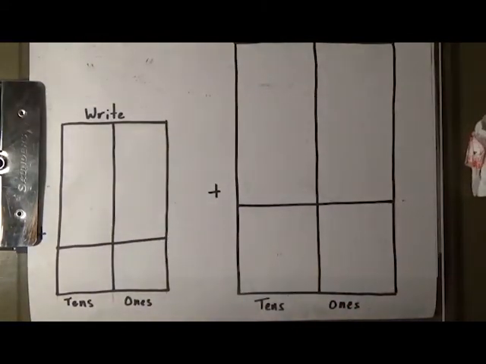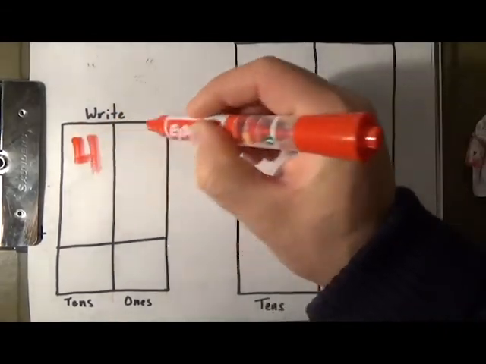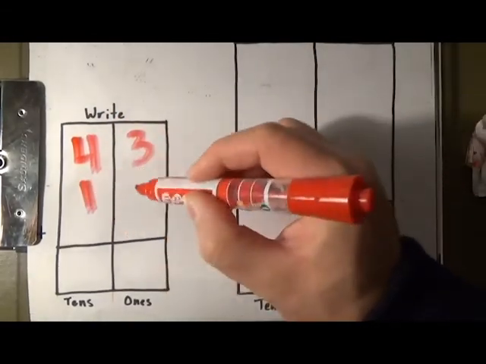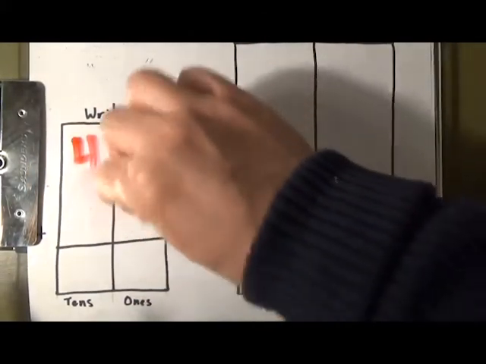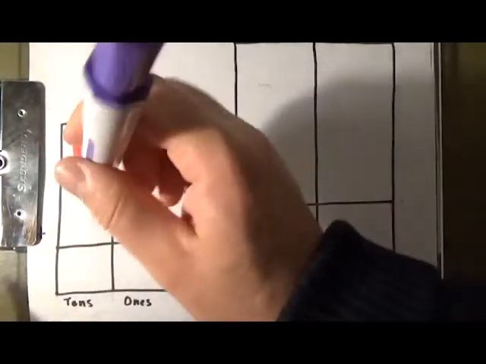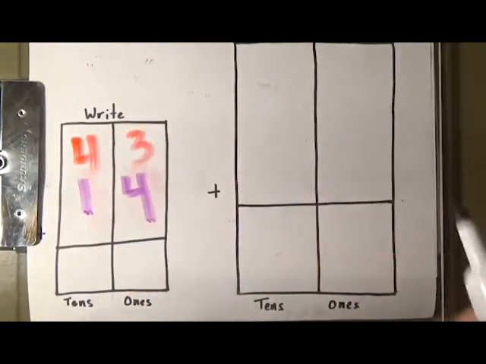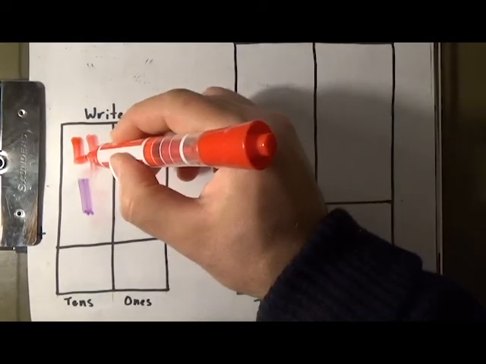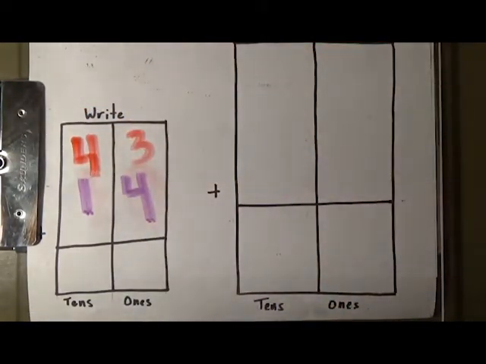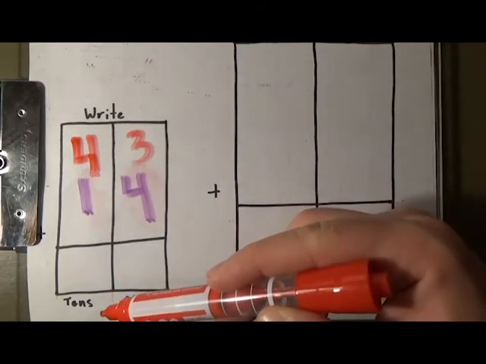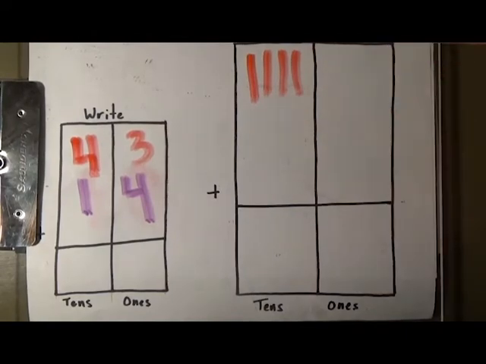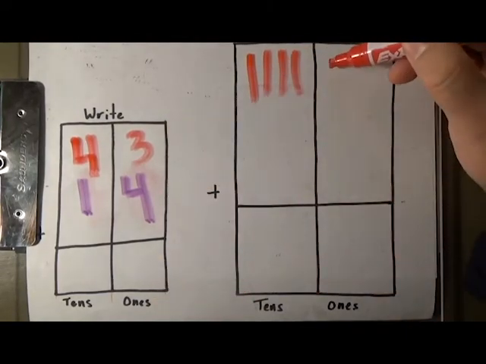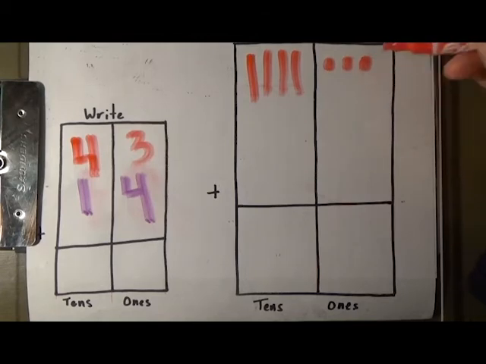All right. Next we have 43 plus 14. Okay? So, how many tens are there in 43? Well, here's the tens column, so 4. 10, 20, 30, and 40. How many ones are there? Why, there's 1, 2, and 3.